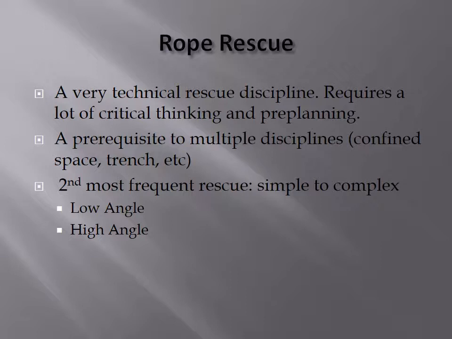It's the second most frequent rescue next to vehicle rescue. It can be something as simple as getting a rope over the hill, hooking to somebody for somebody to hang on to, or it can become very, very technical where it takes hours to make everything happen. So there are two basic types of rescue, low angle and high angle.